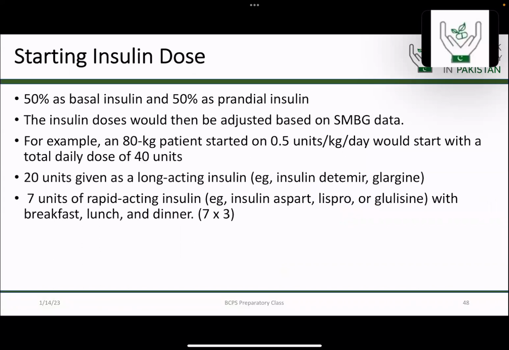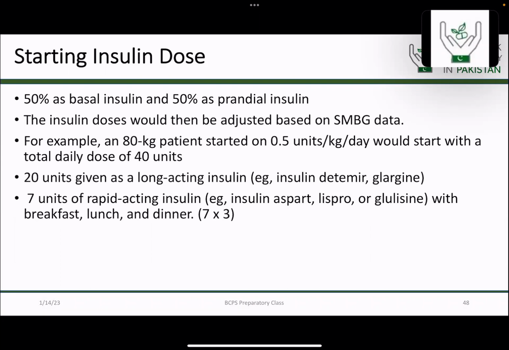So what about the starting insulin dose? We can take 50% of the total daily insulin as basal insulin and 50% as prandial insulin. This is the starting dose, and then we can adjust the dose of insulin based on continuous monitoring of blood glucose levels.